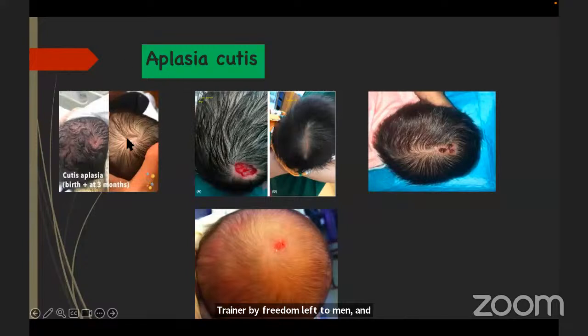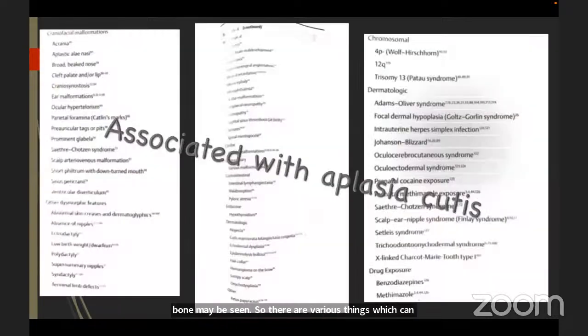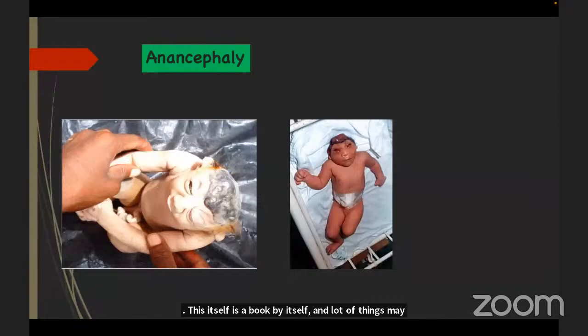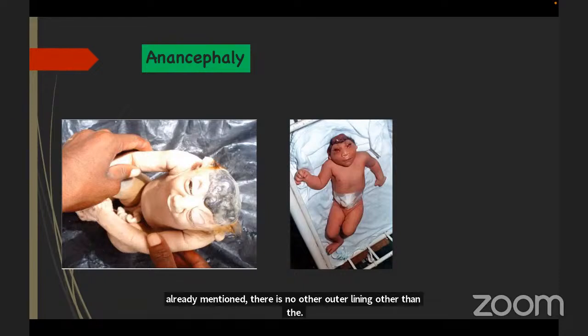This is aplasia cutis, where you can see there is no skin and subcutaneous tissue, and the brain may be seen or the bone may be seen. So there are various things which can happen with aplasia cutis. And this is the whole list of things, for interest, you can get in any literature, any pediatric textbook. A lot of syndromes, this itself is a book by itself, may be associated with aplasia cutis. Anencephaly, already mentioned, there is no outer lining and the brain is completely exposed.